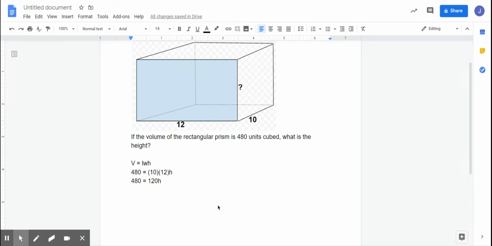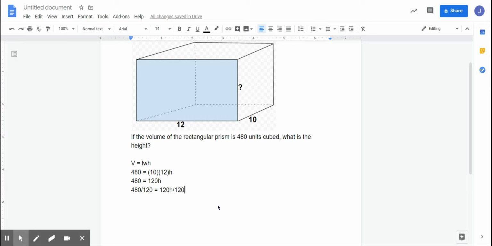In order to get rid of the multiplication by 120, we have to do the opposite of multiplying by 120, which is dividing by 120. So both sides of the equation need to get divided by 120. So 120h divided by 120.